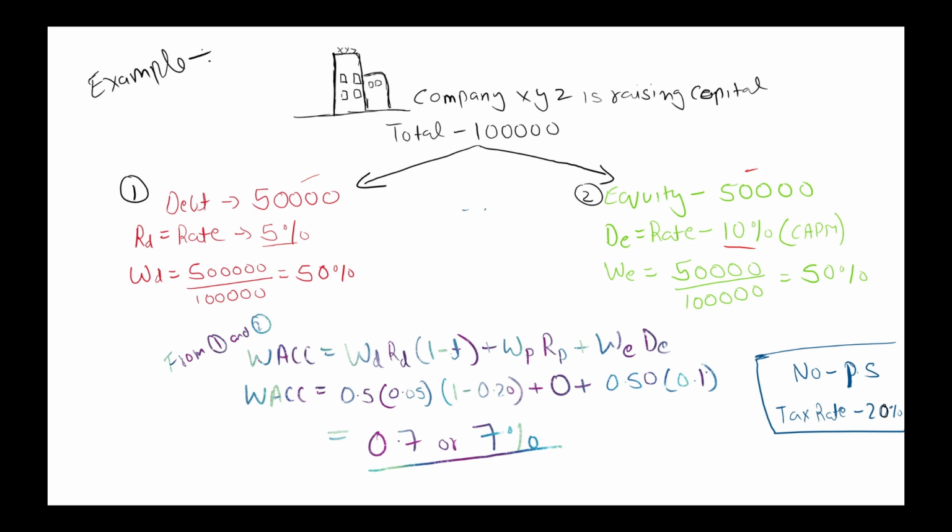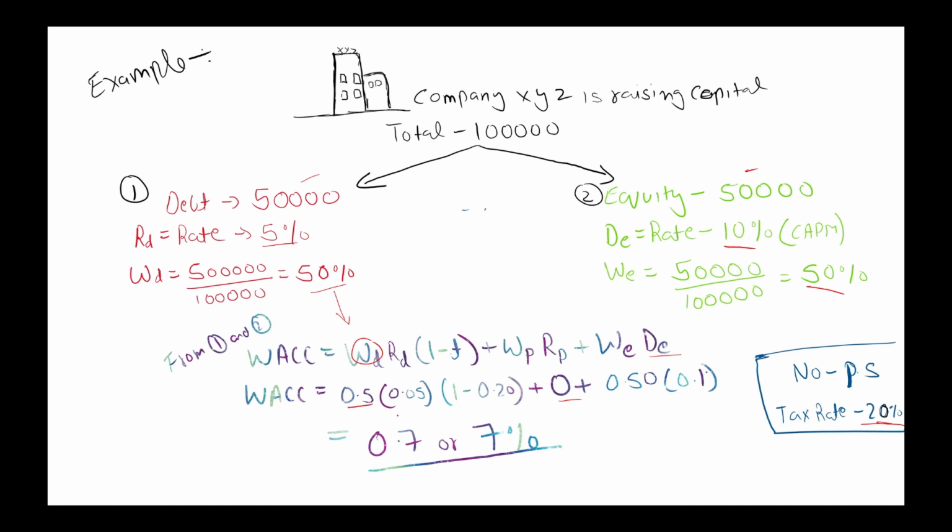Now we will look at the formula. So WD, which is the weight of debt, is 50%. So we have taken that into account. Then RD, the rate of debt, which is 5%. 1 - T, the corporate tax rate, is 20%. We don't have any preferred share, so the preferred share is here 0. Next we have the WE, the weight of the equity, 50%, and the required rate of equity is 10%.